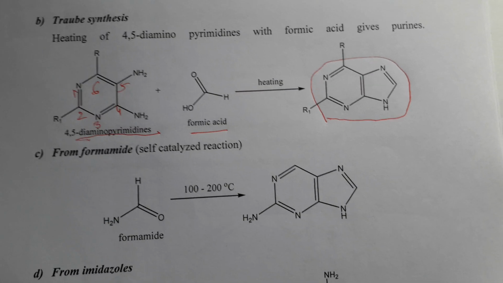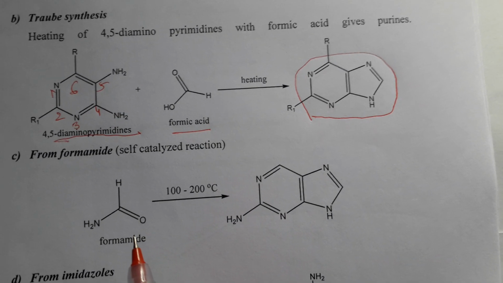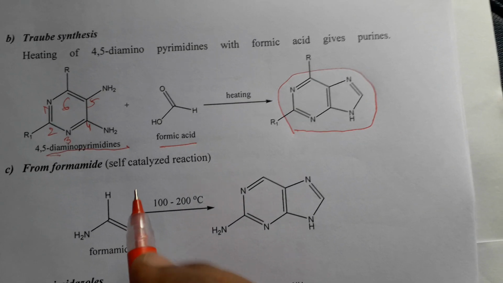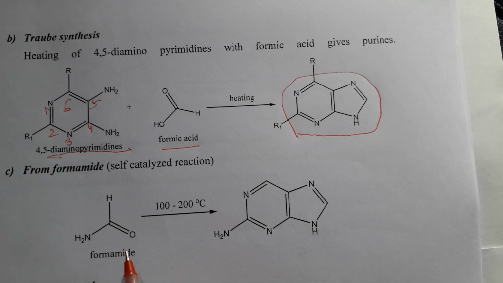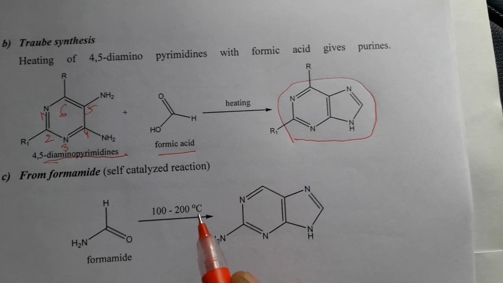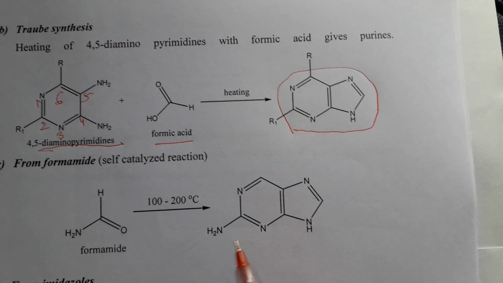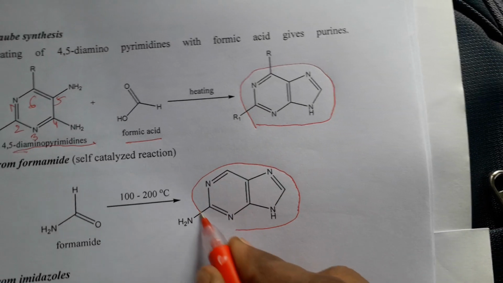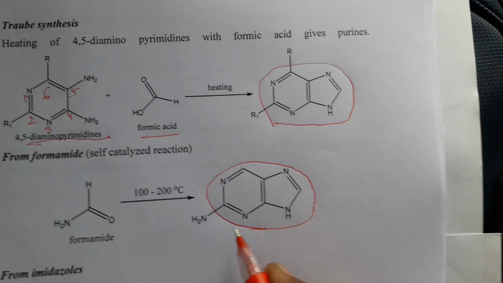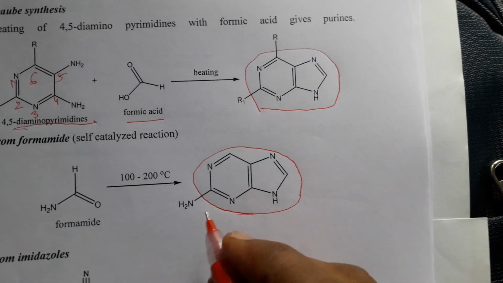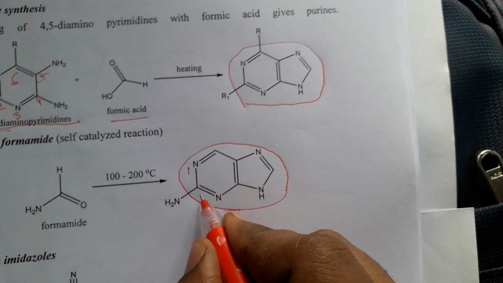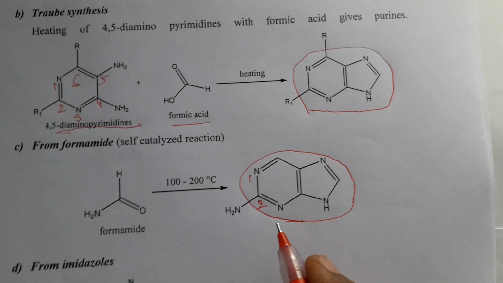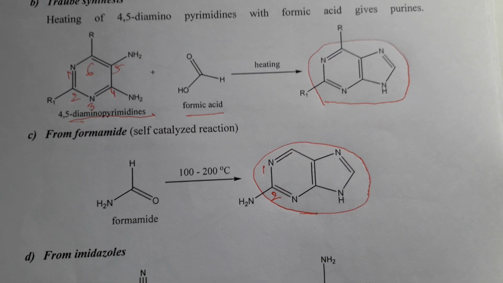The next method is preparation of purines from formamide. So an excess amount of formamide, on heating at 100 to 200 degrees centigrade, undergoes a self-catalyzed reaction that leads to the production of purine derivatives. This is nothing but 2-amino purine. First position, second position, 2-amino purine. That is the preparation of purines from formamide.